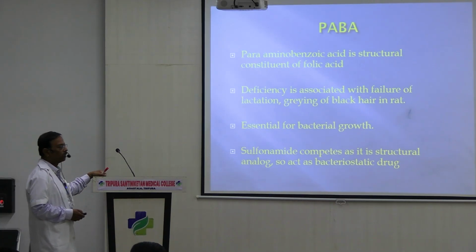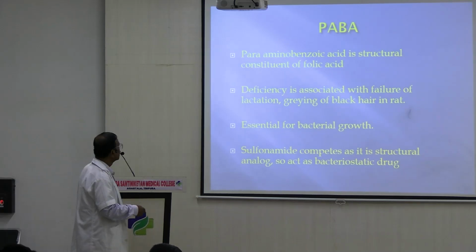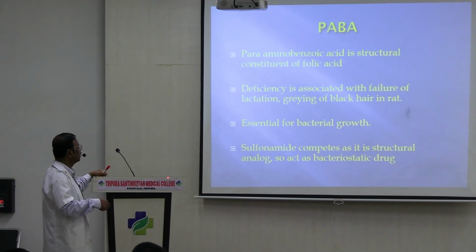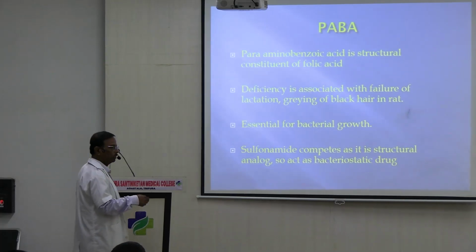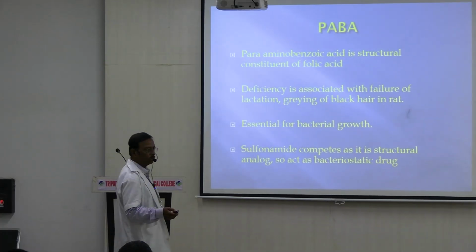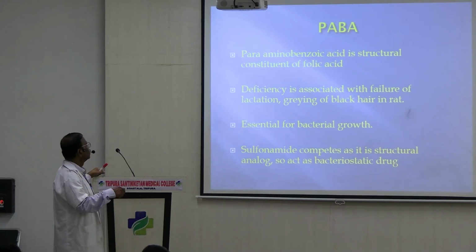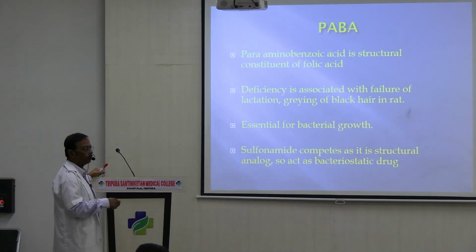Para-aminobenzoic acid is a component of folic acid. So deficiency is associated with failure of lactation, graying of black hair in rat. It is in rat, but it is not proved in human. Essential for bacterial growth.